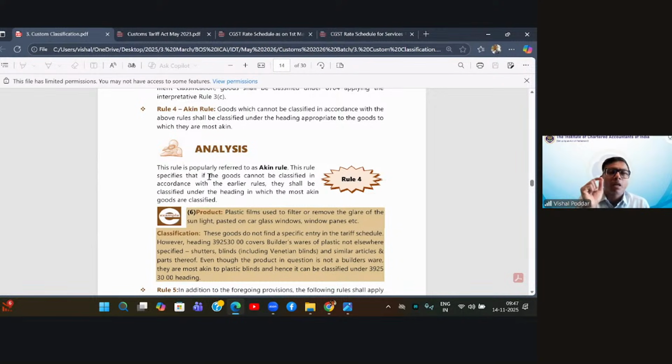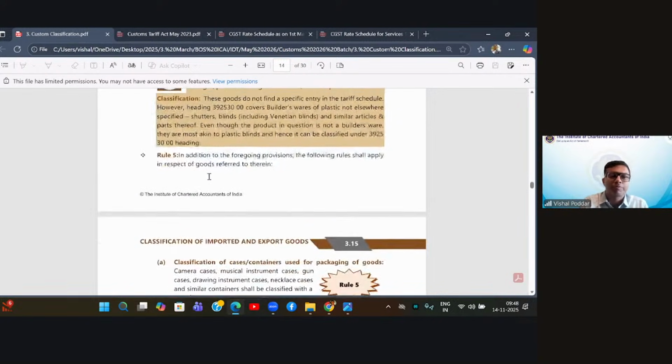Rule 4 says classify your product in that chapter where the goods given are similar to your product. So consider what your product is usable for, what the functionality of your product is. See that chapter where the goods have the same functionality, same characteristics, same usage, and classify your product in that chapter. This is what is meant by akin. Akin means similar. So classify your product in that chapter where the goods have similar traits, similar features, similar functionality as your goods.